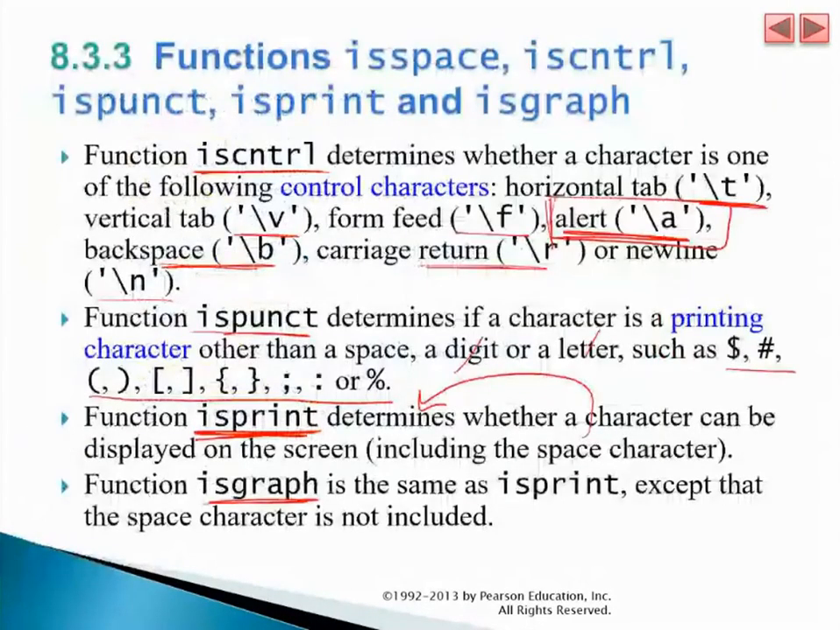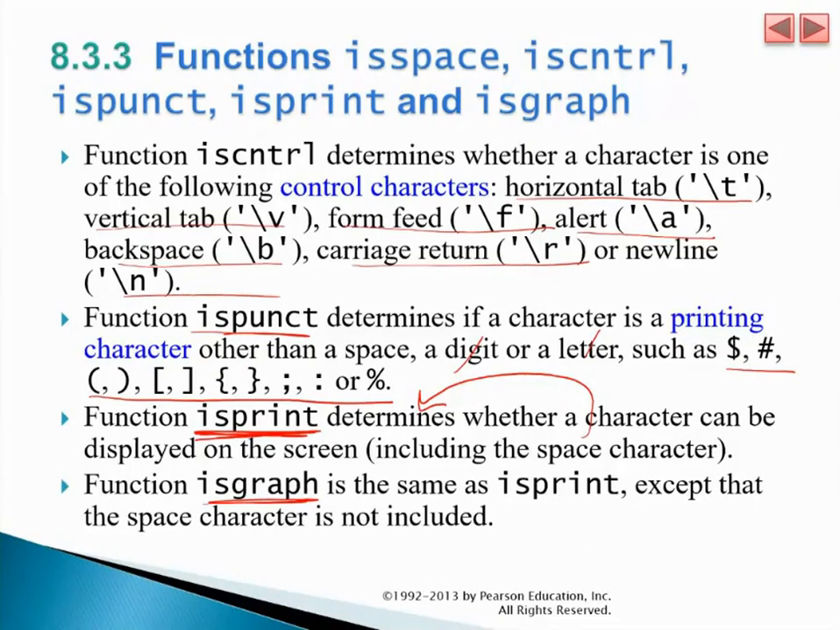So these are is control. All these are considered as is control: tab, vertical tab, form feed, alert, backspace, carriage return, new line. All these are control characters. These are fixed actually, right? Okay. From this we can actually control the positioning and all of the characters, right?